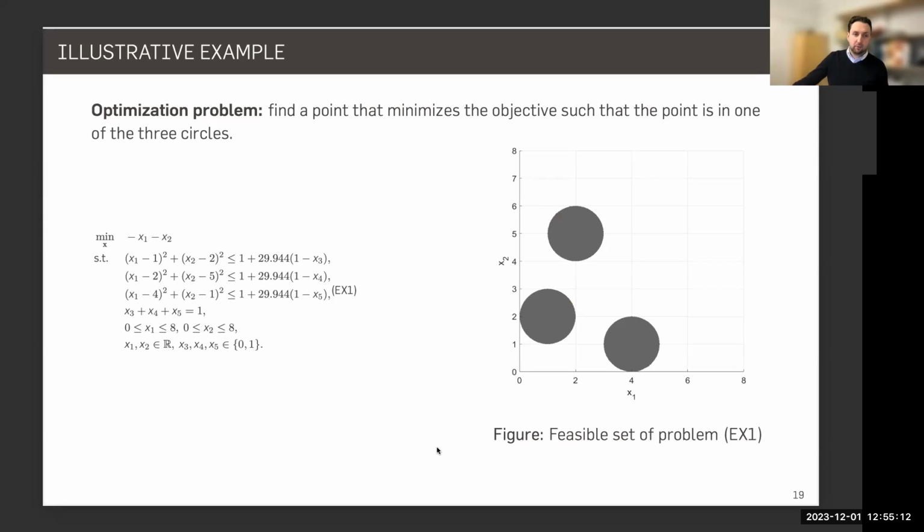So here, the optimization problem at hand is we want to minimize this objective function with the constraints that we should be within one of these three circles. And we are here using a big M formulation of this.